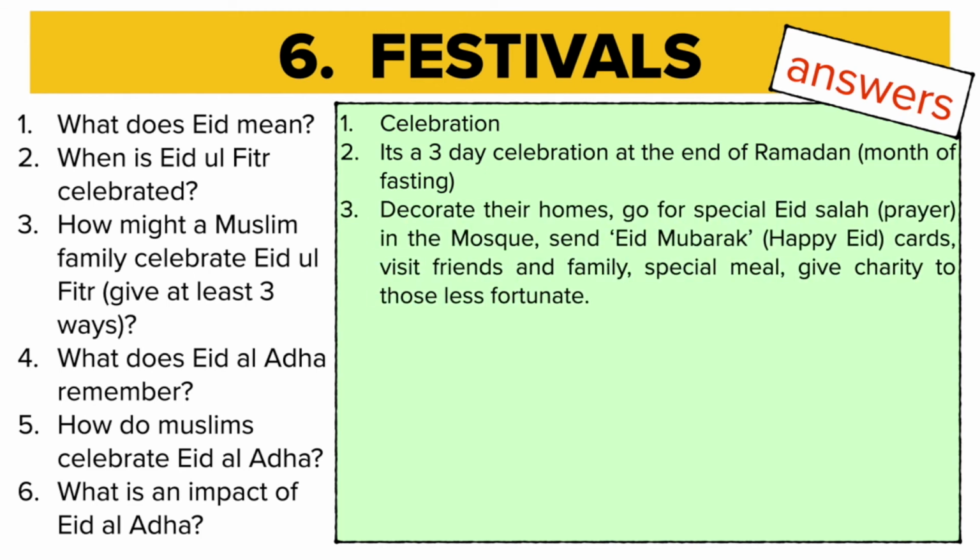So how might a Muslim family celebrate it? Well, they decorate their homes, they might go for special prayers in the mosque, okay, Salah. They might send cards, so Eid Mubarak just means Happy Eid. They might visit friends, family, have a big special meal. Think about it, you've had a whole month of fasting, you want to celebrate that by having a really good meal with your family. And they might also give to charity and to those less fortunate.